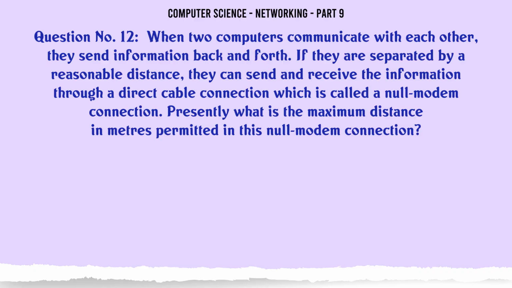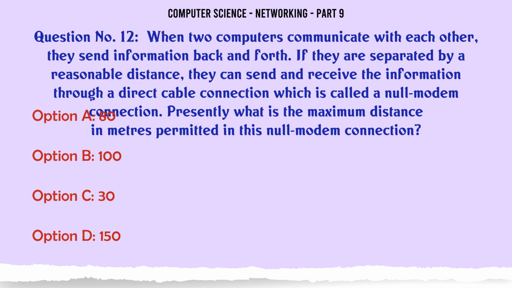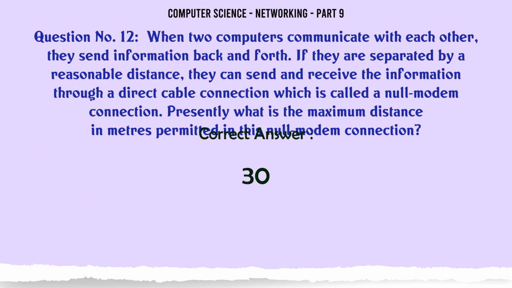When two computers communicate with each other, they send information back and forth. If they are separated by a reasonable distance, they can send and receive the information through a direct cable connection, which is called a null-modem connection. Presently, what is the maximum distance in meters permitted in this null-modem connection? A. 80. B. 100. C. 30. D. 150. The correct answer is 30.